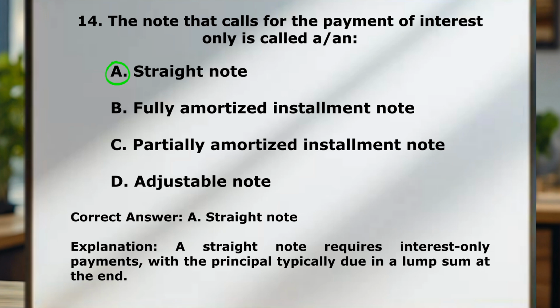So we kind of went over the other definitions in the past. Adjustable means that it's going to change. Fully amortized installment note means that you're paying principal and interest every month. Partially amortized means you're paying some principal and some interest every month. So when you're studying, make sure you know what these different loan types are, the definitions of these words, and these questions are going to be a slam dunk. They're going to be easy for you.